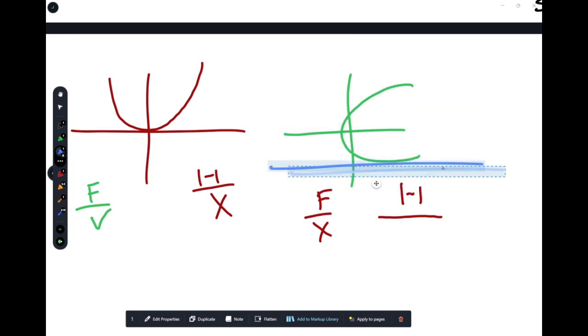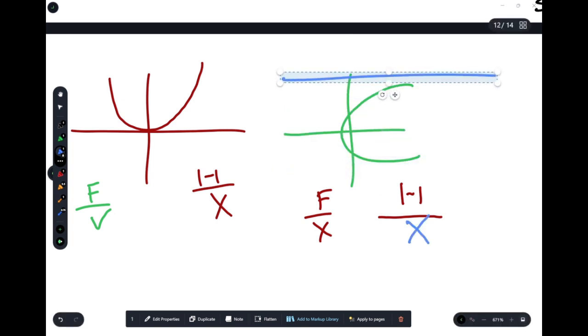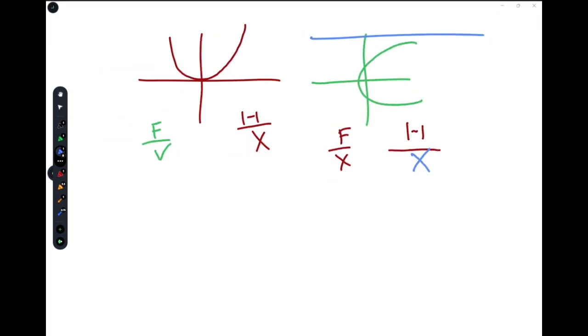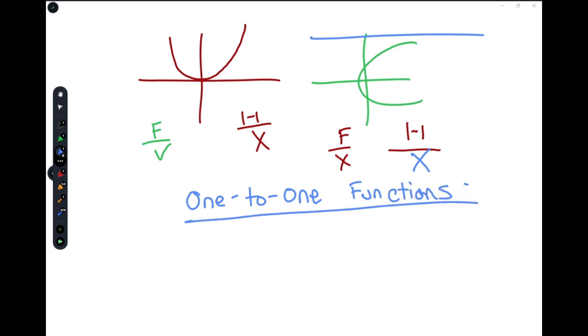Horizontal line test. Why? Because the little title of that section was one-to-one functions, right? So it doesn't even matter.